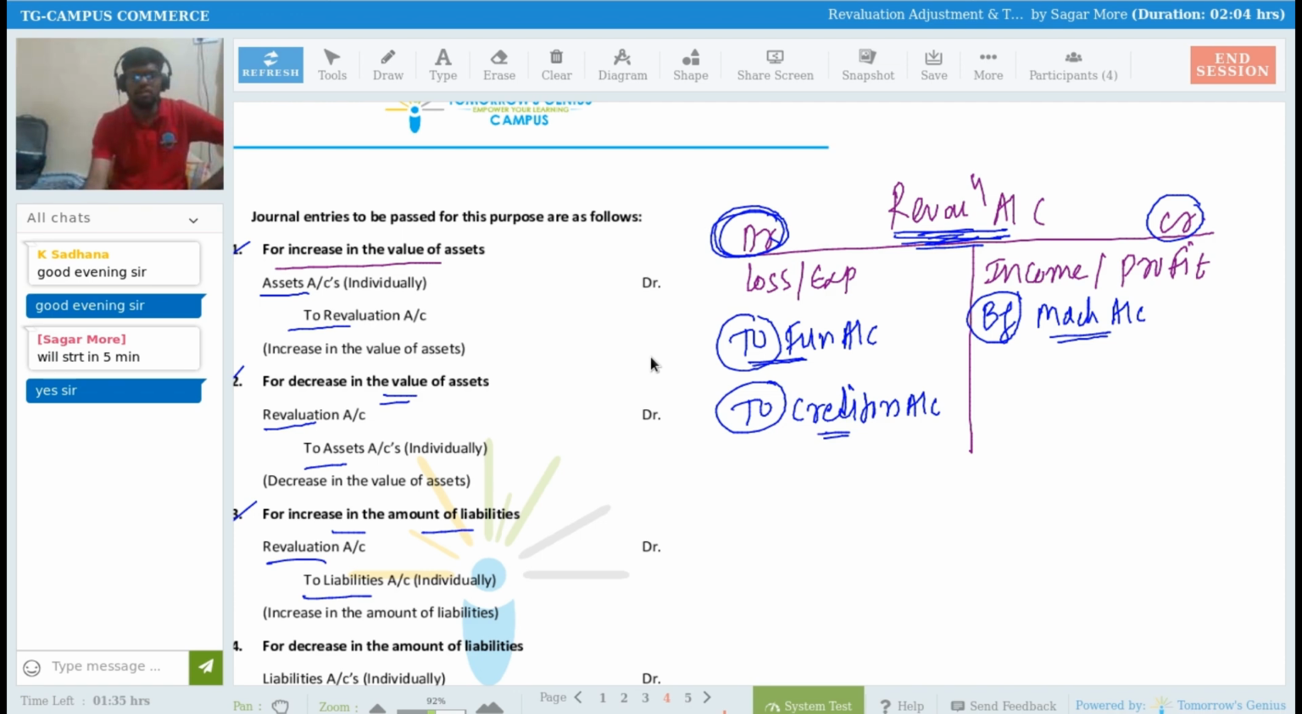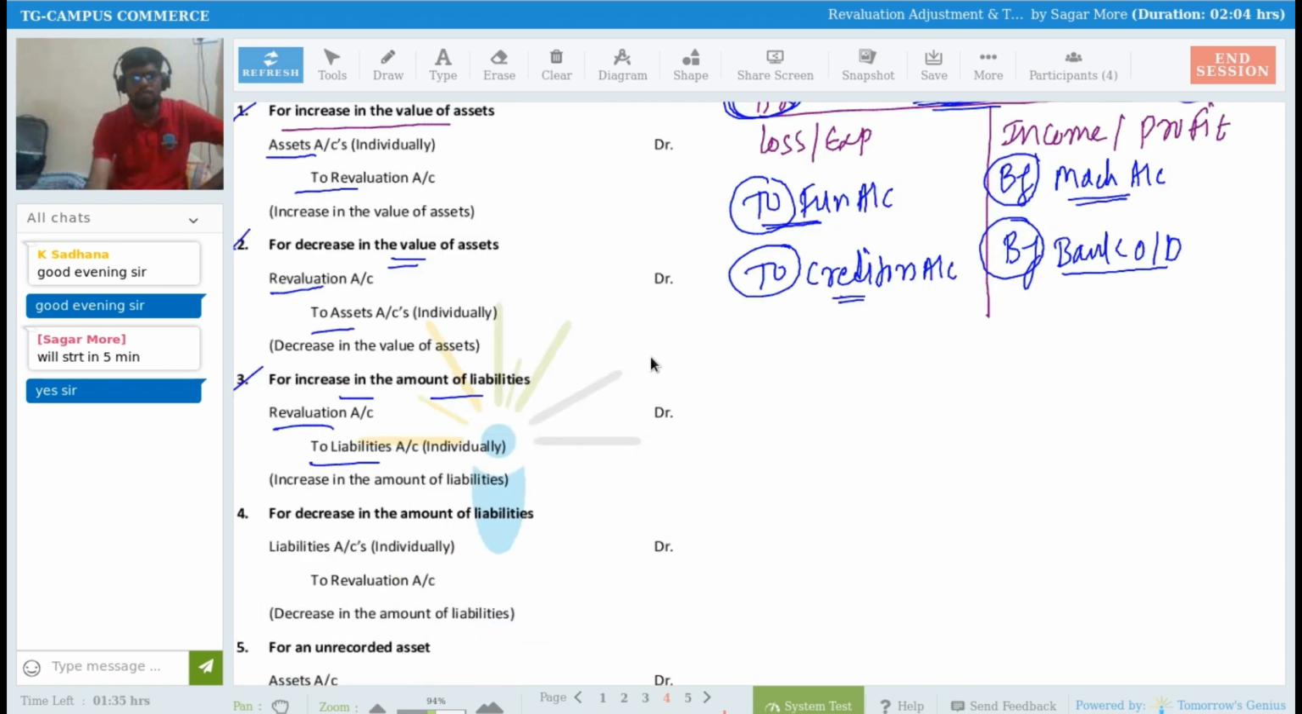For example, you paid off a bank overdraft. So I will be writing here "by bank overdraft." You have paid off your bank overdraft, so your liability decreases. It's a profit for you. You have written on the credit side of the revaluation account. Right? So revaluation account gets credited. Which entry do we have to pass? By means debit, so you have to debit the bank overdraft account. So bank overdraft account debit to revaluation account, right? This entry we have to pass.